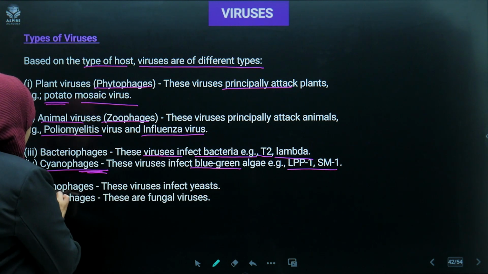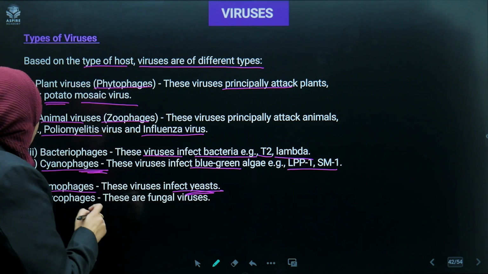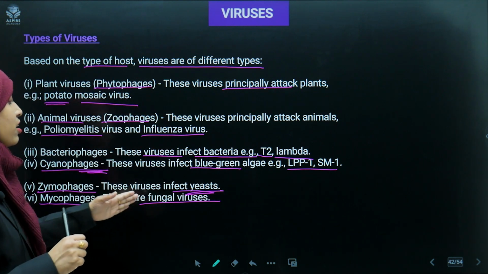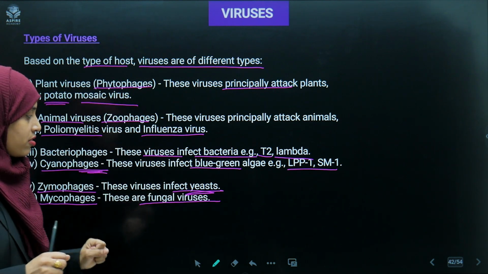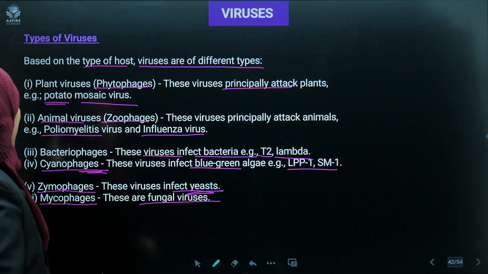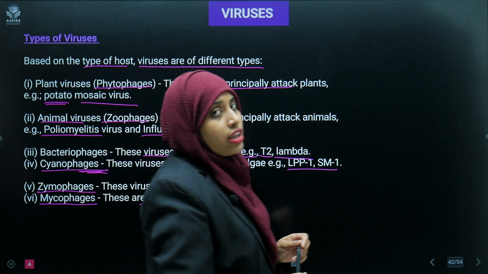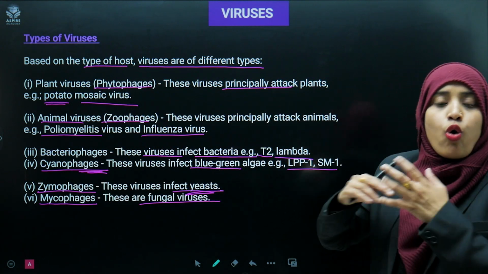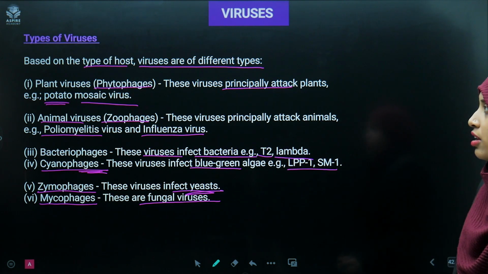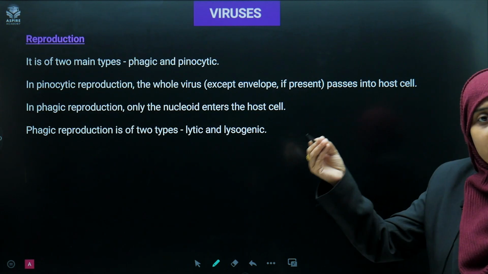Now zymophage, zymophage किन्हें infect करते हैं? Yeast, yeast को infect करता है. Now mycophage, these are the fungal viruses, means they are affecting the fungus. Fungus को affect करता है mycophage, yeast को affect करता है zymophage. Okay, bacteriophage, that means they are affecting the bacteria. Cyanophage, that means affecting the blue green algae. So on the basis of the host to which they are affecting, the different types of the viruses are these. Now we'll see how the viruses reproduce.